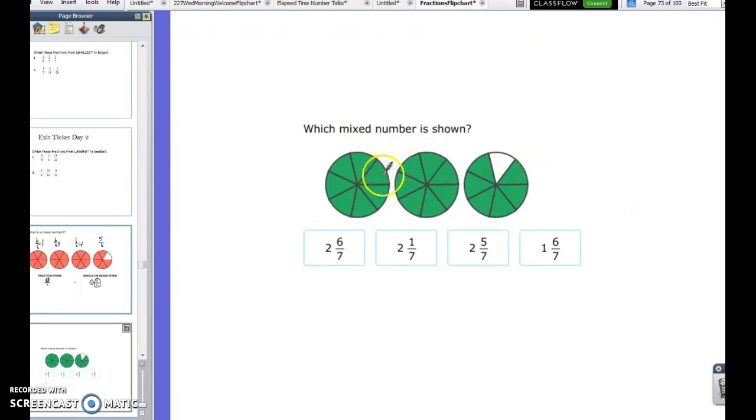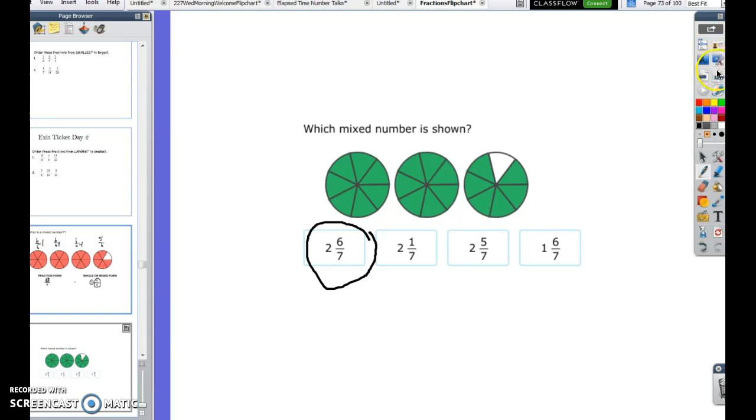Which mixed number is shown? Again, if we look, we have 1 whole, we have 2 wholes, and then we have 1, 2, 3, 4, 5, 6, 7 pieces, but only 6 are filled in. So that would be 2 and 6/7. Alright, so that means that a mixed number is larger than a fraction. Whenever we see a mixed number compared to a fraction, we know the mixed number will always be more.